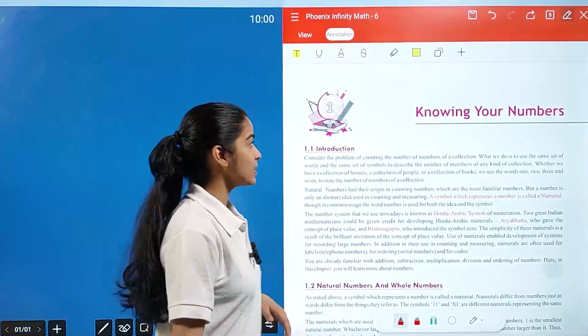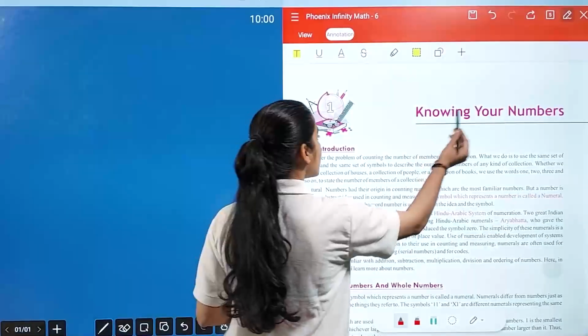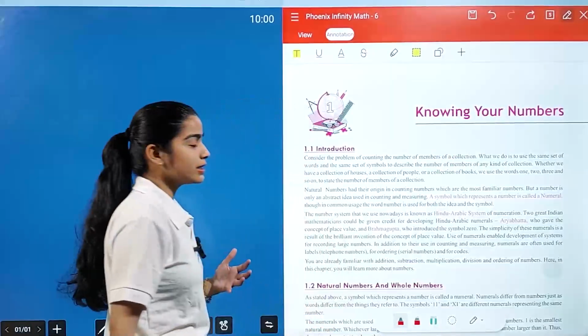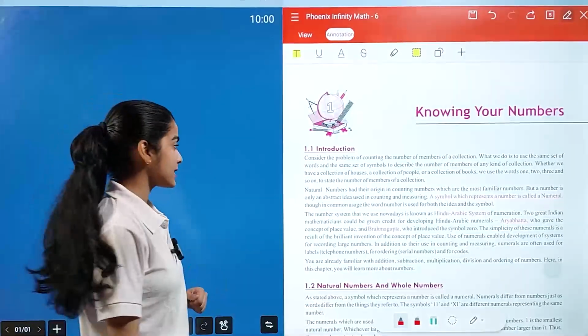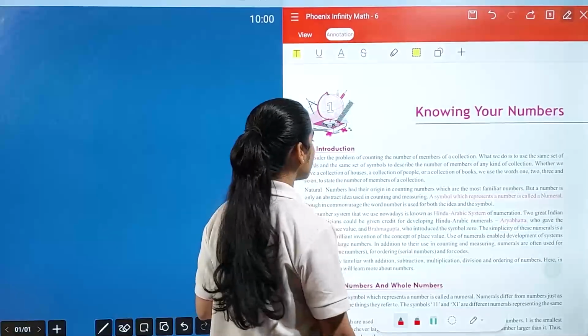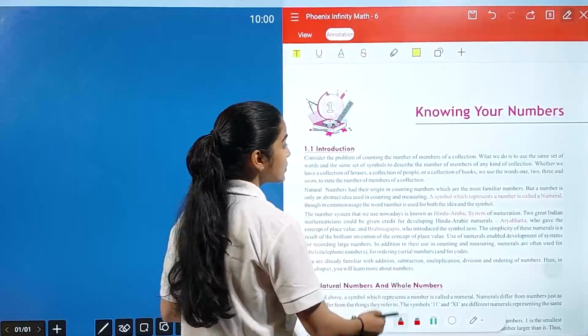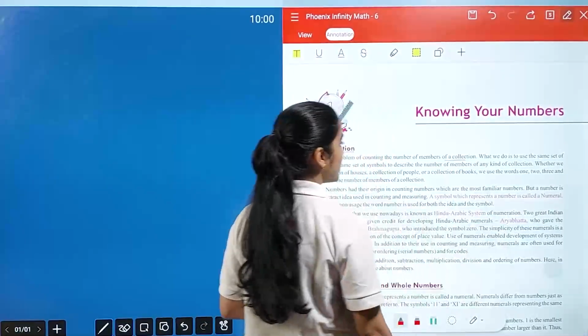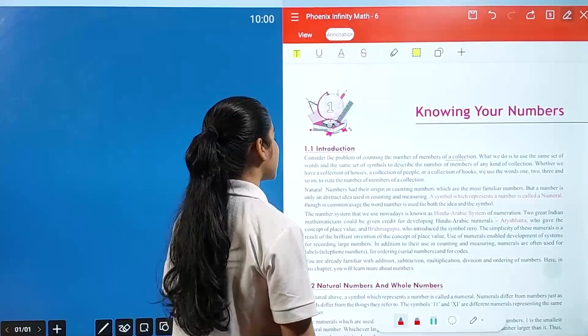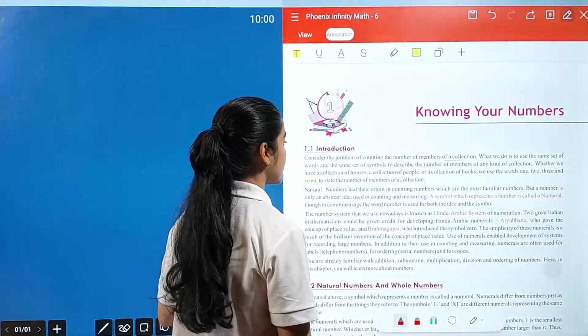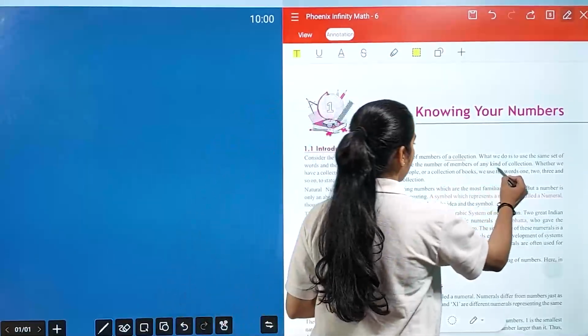Today we have chapter number 1, which is knowing your numbers. So today we are going to learn about the numbers in detail. Let's get started. Introduction. Consider the problem of counting the numbers of members of a collection. What we do is use the same set of words and the same set of symbols to describe the numbers of members of any kind of collection.